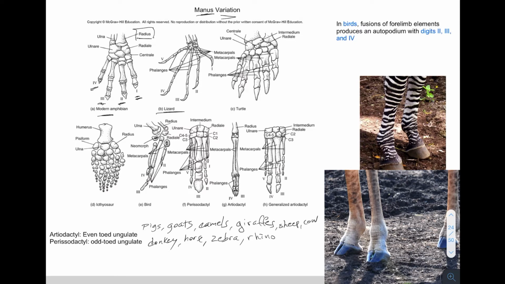Now, when we look at the lizard, on the other hand, the lizard has kept all 5. Lizards are reptiles. So what we see are 1, 2, 3, 4, and 5 present. And also in turtles, we see all 5 digits, 1, 2, 3, 4, and 5 present as well. We want to also look at some vertebrates that have gone extinct as examples here.